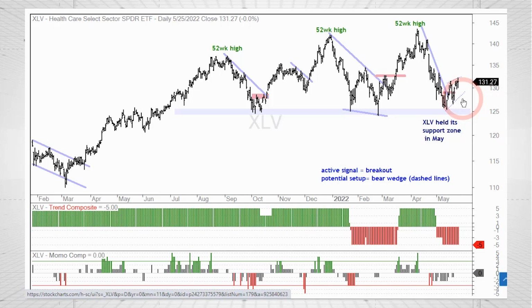And I've also got similar reevaluations for upswings that we've identified in MOO and also XME, the metals and mining ETF. And that's further in this report available to subscribers.